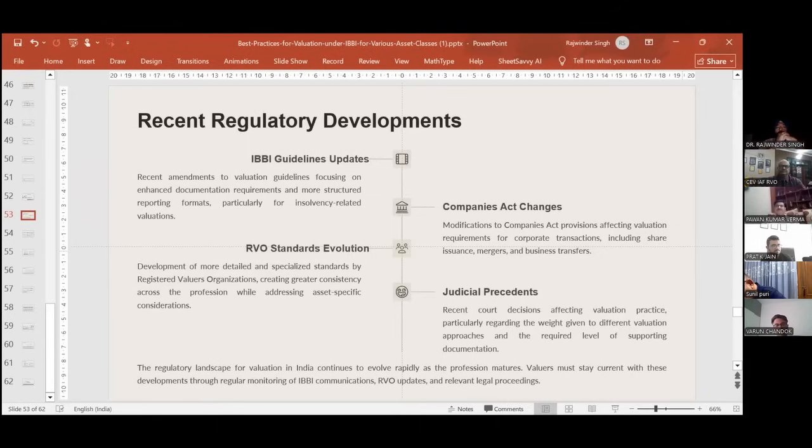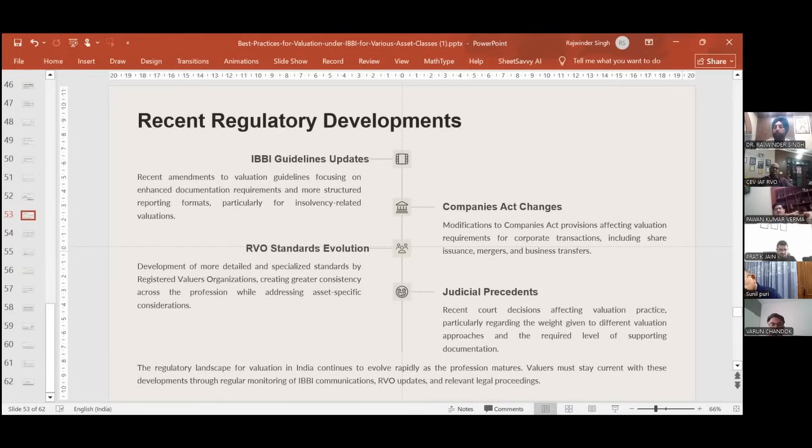Then recent regulatory developments. Recent amendments to the valuation guideline focus on enhanced documentation requirements and more structured reporting formats, particularly for insolvency related valuations. You have to refer to the IBBI guidelines, which are being updated from time to time. And you have to keep yourself updated with the changes in the Companies Act.